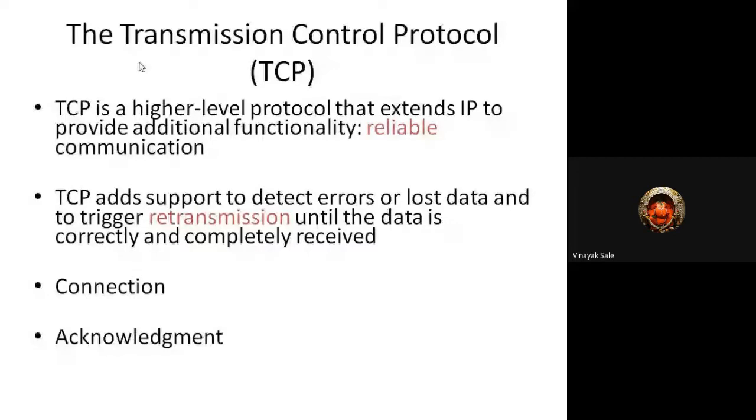If data is received correctly and completely, then TCP gives an acknowledgement. So there is connection and acknowledgement, where acknowledgement is the receipt of correct data.